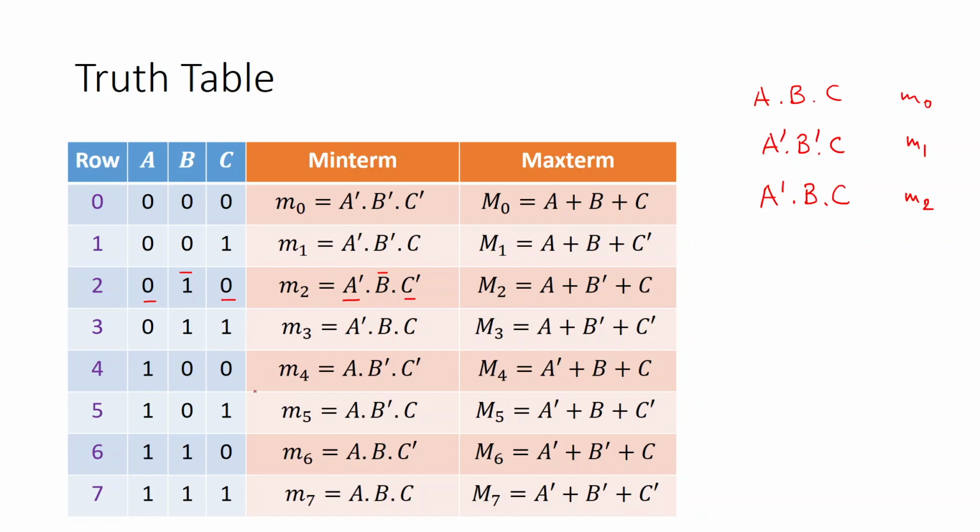Look at any other min term. Suppose I look at the min term number 6. Let us simply look at the sequence 1 1 0. That means A is 1, so A will come as itself. B is 1, B will come as itself. C is 0, C will come as C dashed. So the min term 6 is A, B, C dashed for a 3 input variable system.